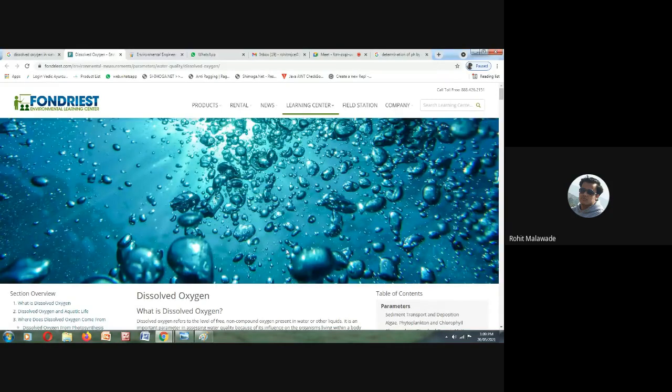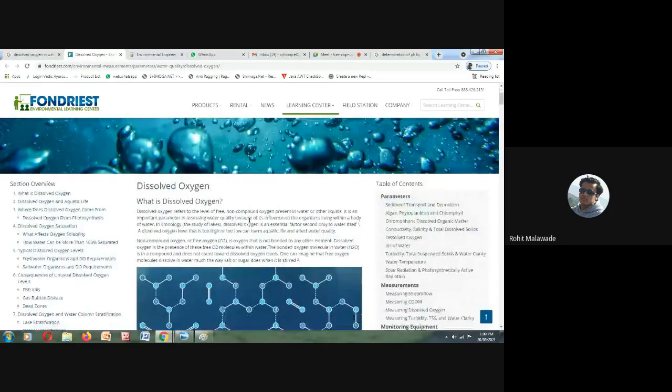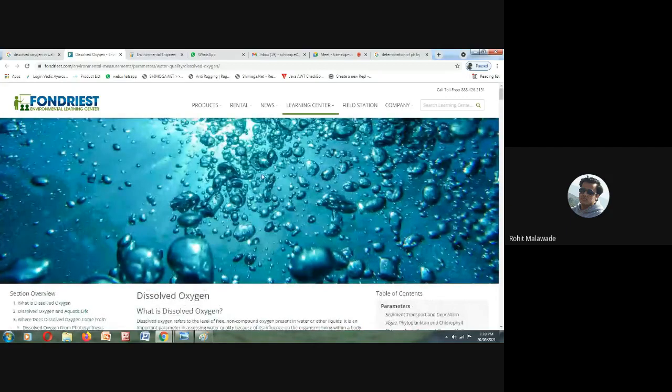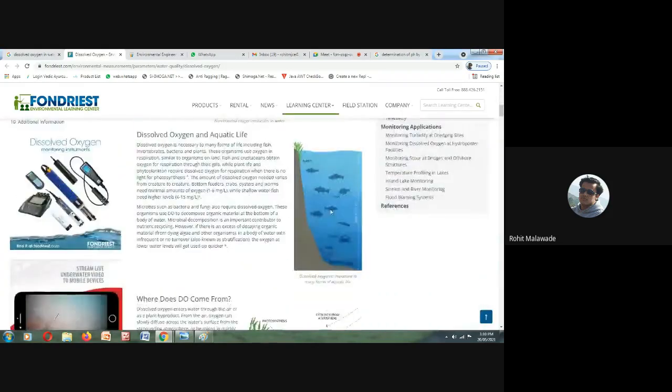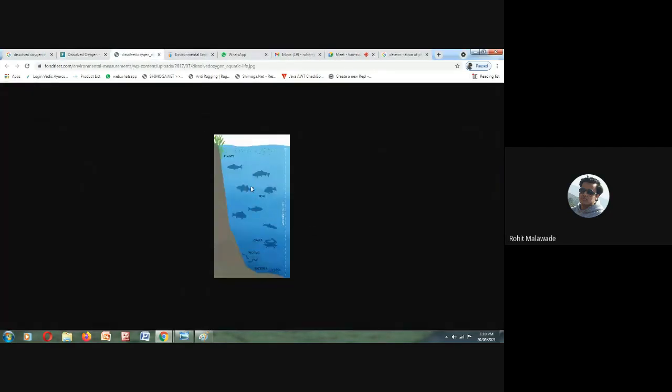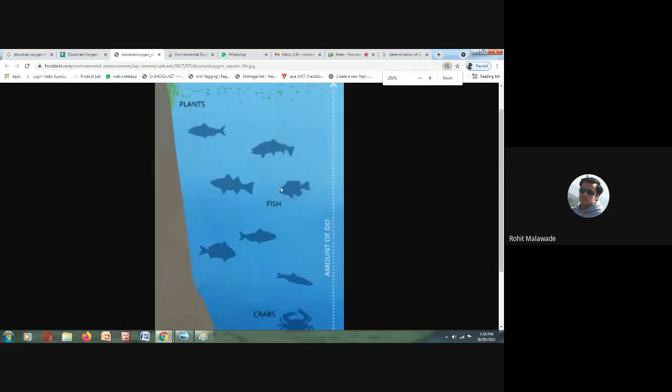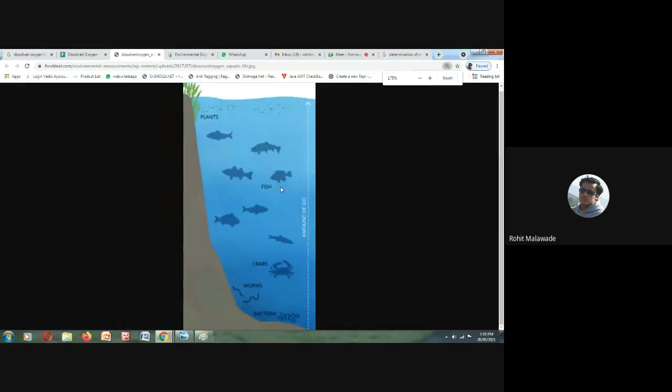This is your oxygen bubbles, which are present in water. These bubbles indicate that oxygen content is there in the water. We will open this particular image. I think this image is visible to you clearly.